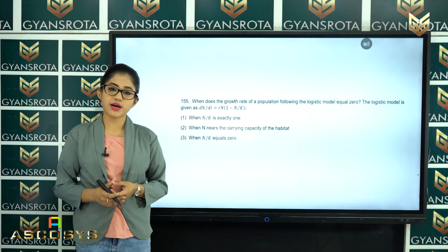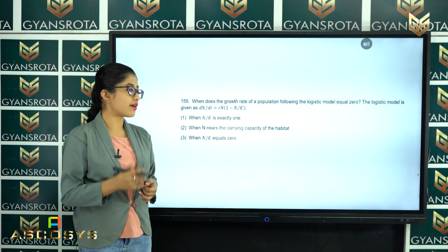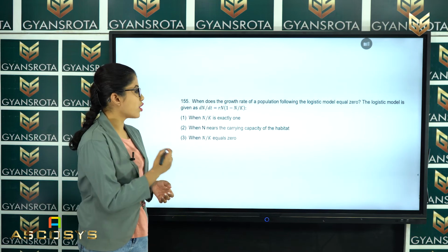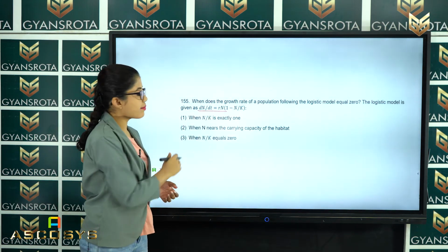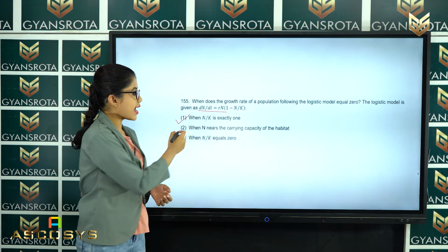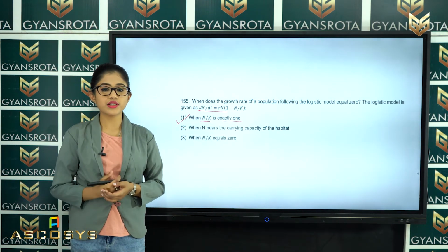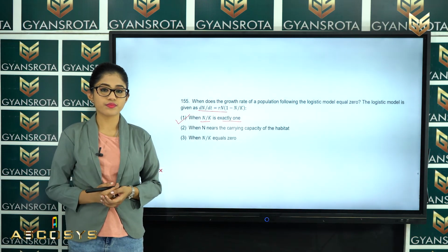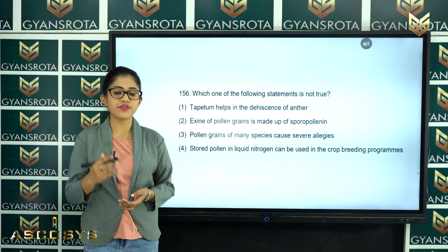So, this is from the chapter Organisms and Populations. While discussing that chapter we have got this model that is called the logistic model, and there we have got this equation. So, which among them is the correct answer? That is option number 1. So, when N divided by K is equal to 1, then the growth rate of a population following the logistic model is equal to 0. Now, let us see the next question.